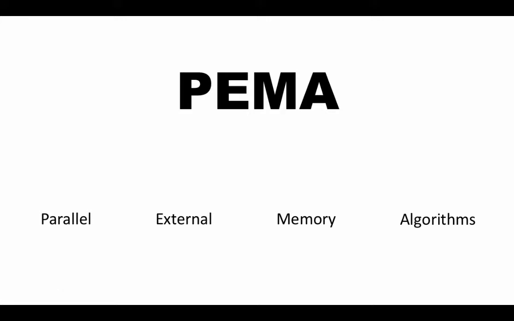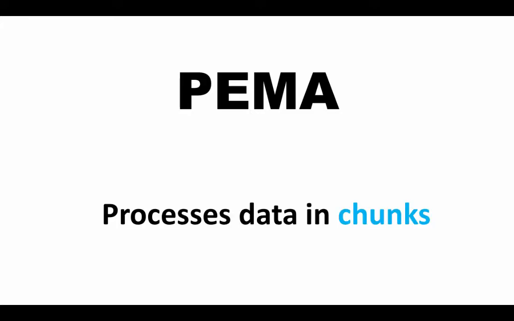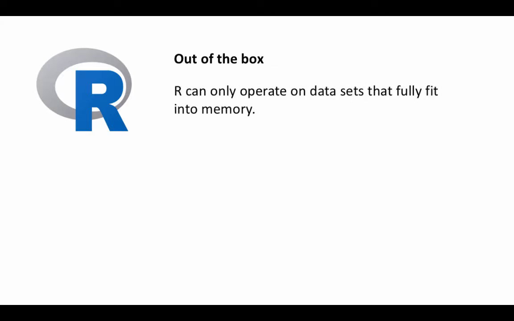So there are some changes that are required. Of course, there have been many advances in all of these areas, and today you've actually got systems that can do all of this. And as I've already pointed out, PEMA processes data in chunks. As we already know, out of the box, R can only operate on data sets that fit fully into memory. By default, it does not support parallel external memory algorithms. The default R assumes all of this, which is not to say that this kind of work cannot be done in R. It can be. What I'm talking about is only the default version of R.